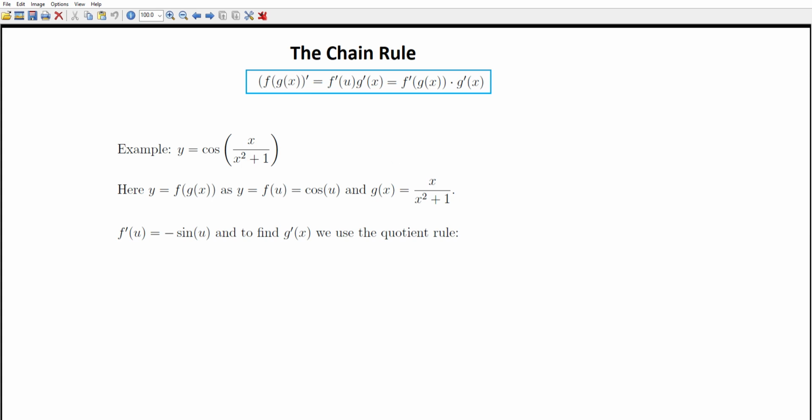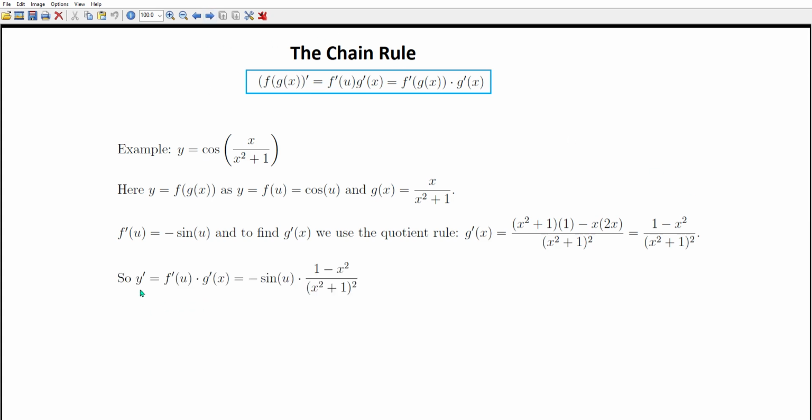It's a quotient, so we need the quotient rule, and we just do that. So we get the denominator times the derivative of the numerator minus the numerator times the derivative of the denominator over the denominator squared. We got a 1 here, and we've got an x squared minus 2x squared, which gives us 1 minus x squared on the top. So this thing is the derivative of g.